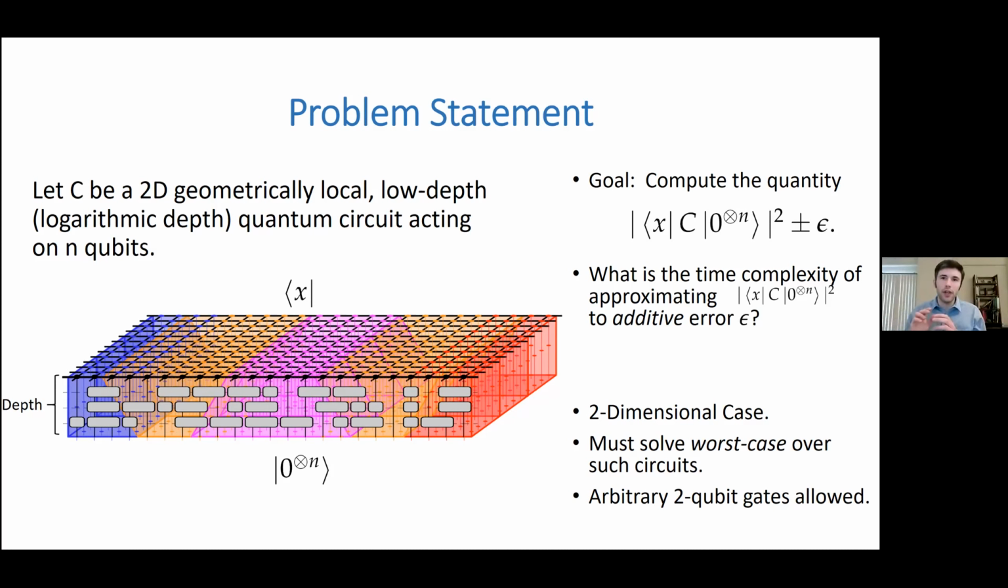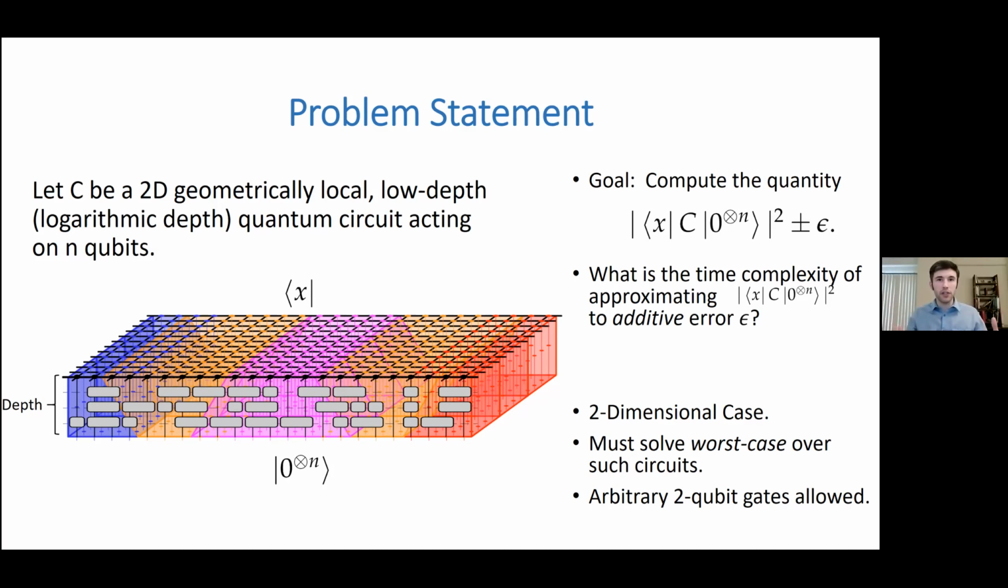Okay, and we're considering the complexity of estimating this output probability in the worst case over all such quantum circuits. All right, the complexity as a function of n. So this is an n-qubit quantum circuit, and we also allow arbitrary 2-qubit gates. Right, so any 2-qubit unitaries can be the gates. All right, so this is what the 2-dimensional case looks like.